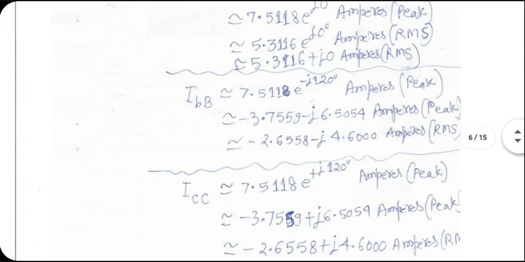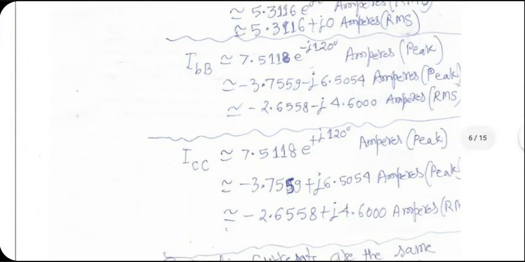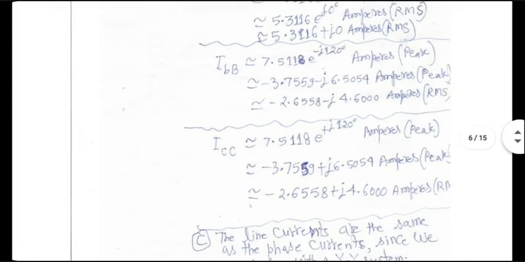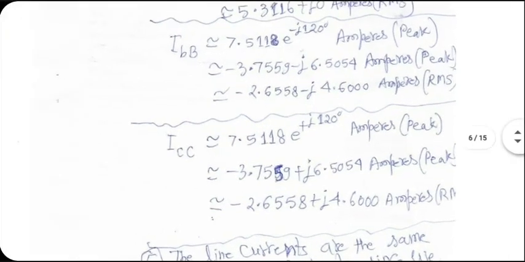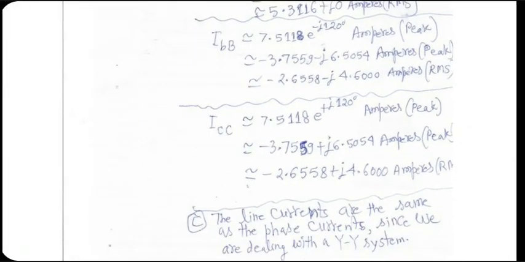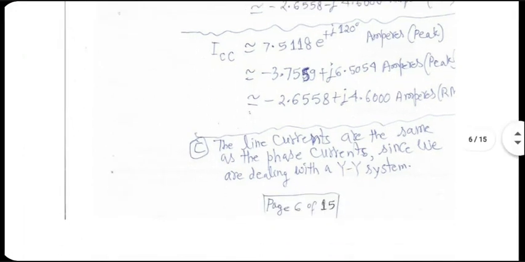And I've done the calculations. You can double check. I've done both peak and RMS values to clarify the point. Now the line currents will be same as phase currents. So the same answers that you got in B will be applicable to part C also.